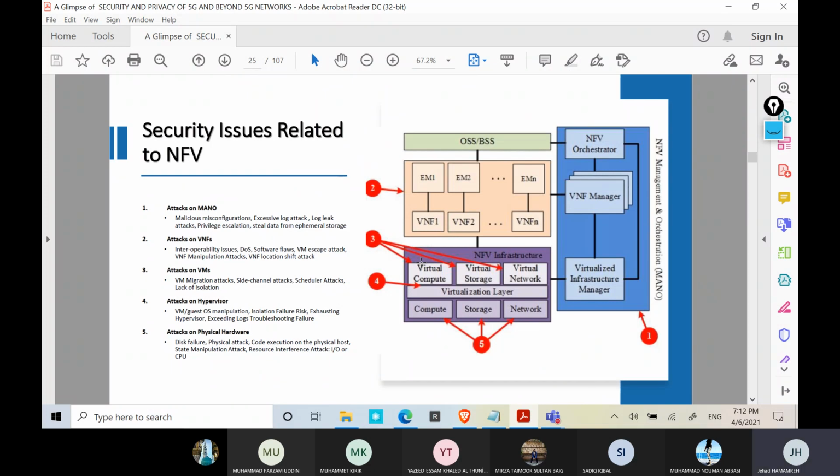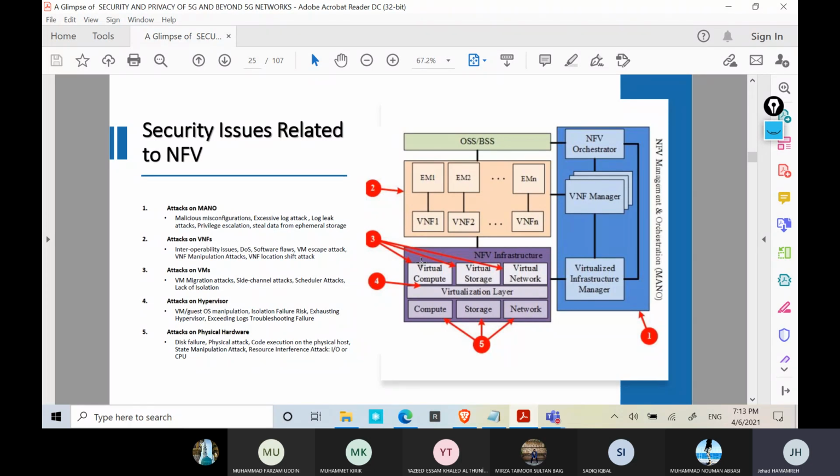For example, attacks on MANO: malicious misconfiguration, excessive log attacks, log leak attacks, privilege escalation, stealing data from storage, and so on. You have attacks on VNFs: interoperability issues, denial of service, software flaws, VM escape attack, VNF manipulation attack, VNF location shift attack, and so on. You also have attacks on VMs, the virtual machine itself: VM migration attacks, side channel attacks, scheduler attacks, lack of isolation. All these can happen.